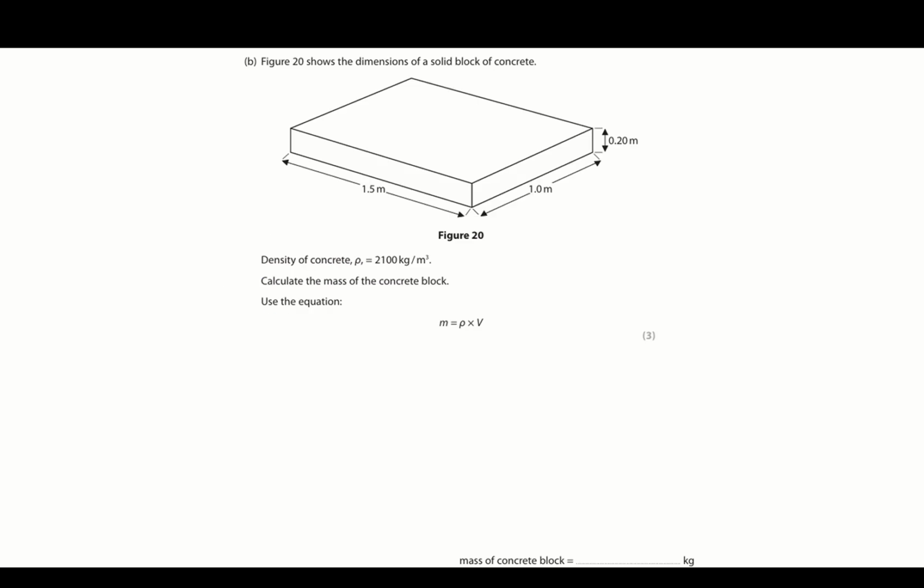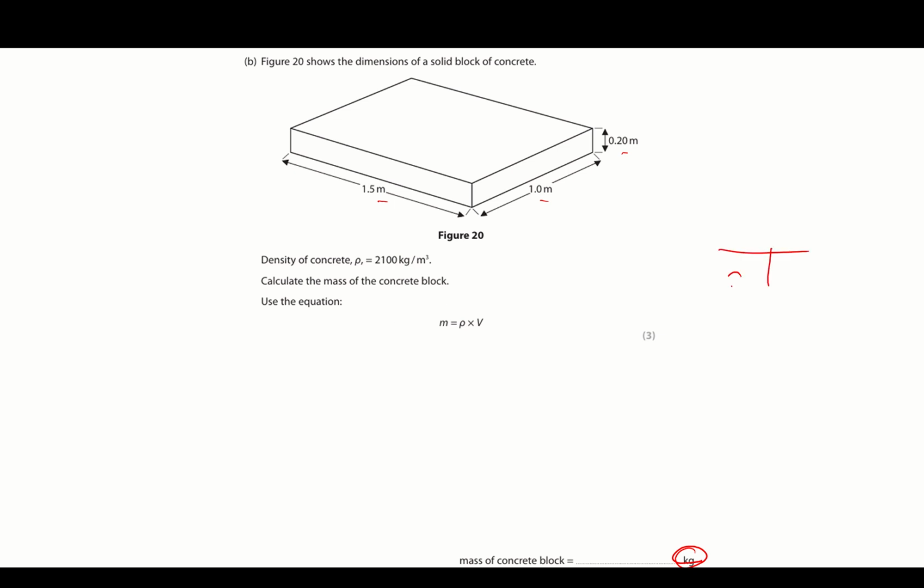Okay, next one, we've got a block of concrete. It tells us the density is 2,100 kilograms per meter cubed. So I'm just going to have a look at that and then have a look at what it wants. Yeah, so kilograms, I can go with that. And then I'm going to check the meters cubed. Yeah, and I can go with that. So that unit is going to be fine. And it says calculate the mass of the concrete block.